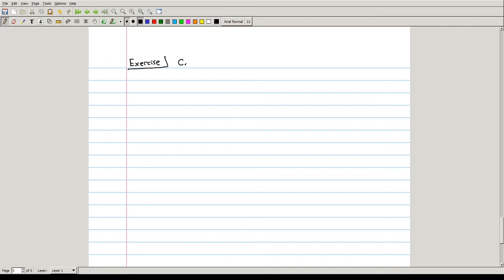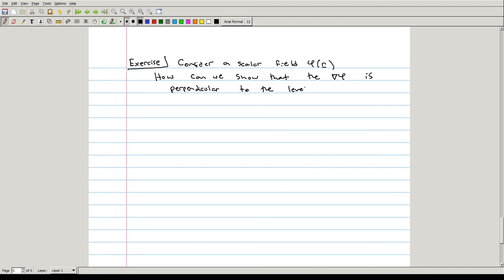So consider a scalar function phi of r. How can we show that the gradient vector is perpendicular to the level curves of the function phi?